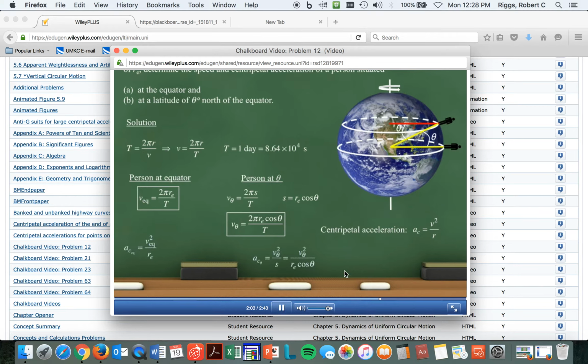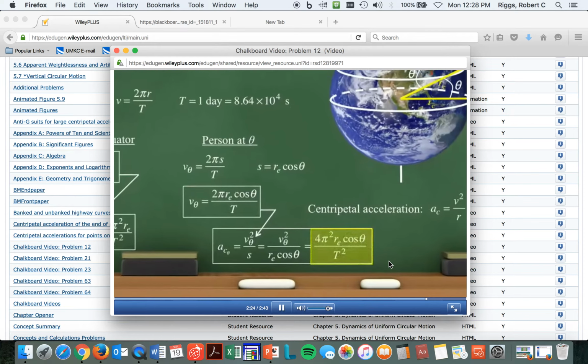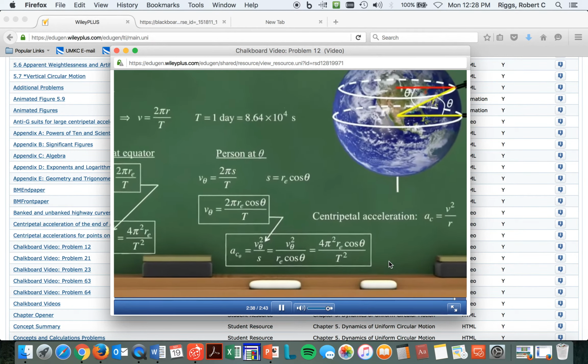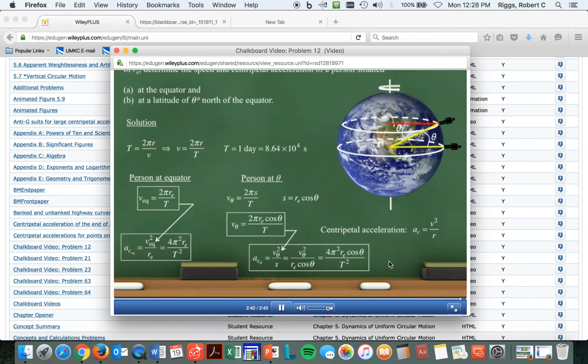We get the following results for the centripetal accelerations. Since we derived expressions for the speeds in the first part of the problem, we can substitute these in to calculate the centripetal acceleration at the two locations. This gives us our final result for the centripetal accelerations in terms of the radius of the Earth, the period, and the angle theta. Notice that the centripetal acceleration for the person standing at theta degrees north latitude depends on cosine theta. Thus, if theta equals 0, which means the person is standing at the equator, then cosine theta equals 1, and the expression becomes equivalent to the one we derived specifically for the person at the equator.